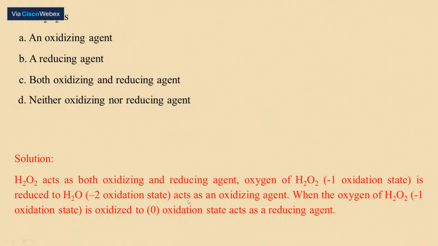Sorry, in this case it is acting as an oxidizing agent, since it itself gets reduced. When the oxygen at -1 is oxidized to O, that is oxidation number 0, it acts as a reducing agent. Thereby, very clearly you can say that hydrogen peroxide can act both as an oxidizing agent as well as a reducing agent. So the answer is C.